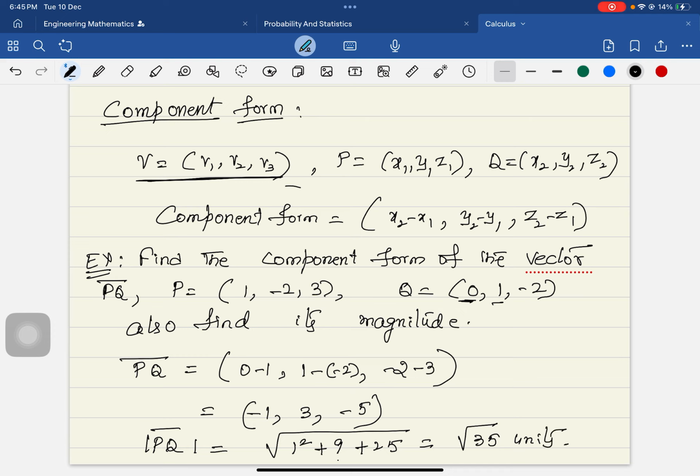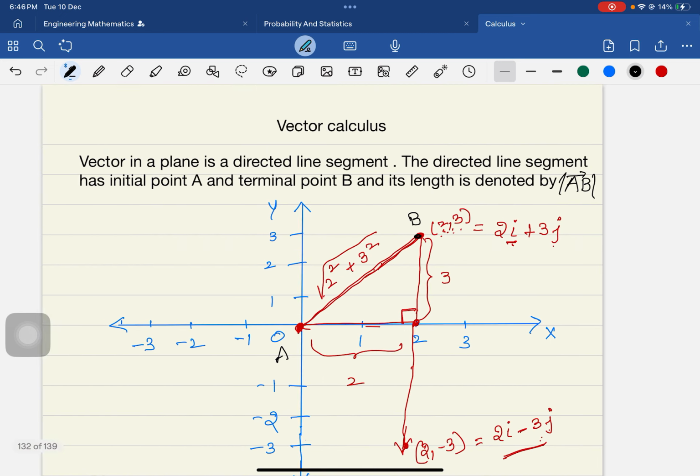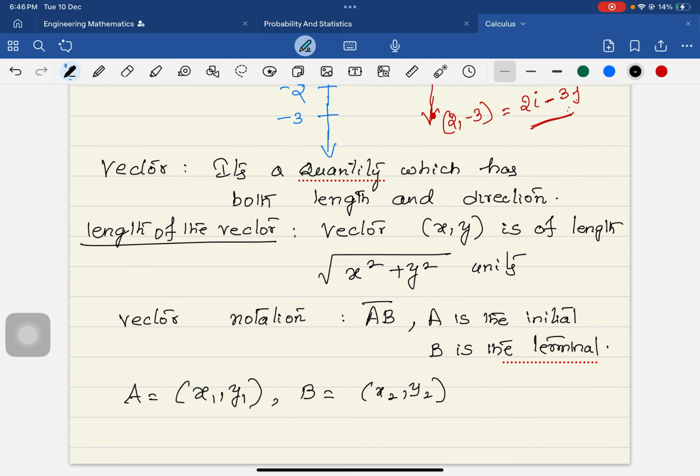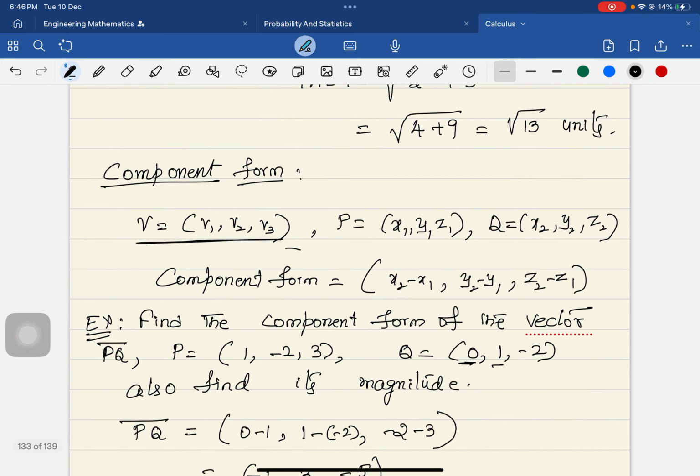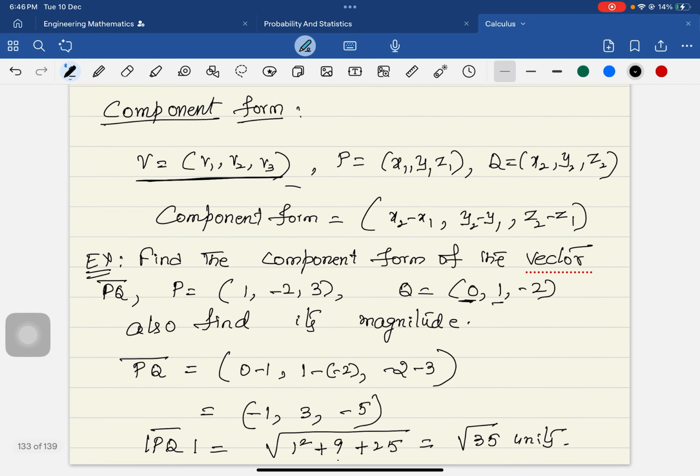I hope you could understand it properly, what is meant by the component form and what is the magnitude or length of the vector. So these are the important basics to understand how to find the component form and the magnitude or length of the vector.